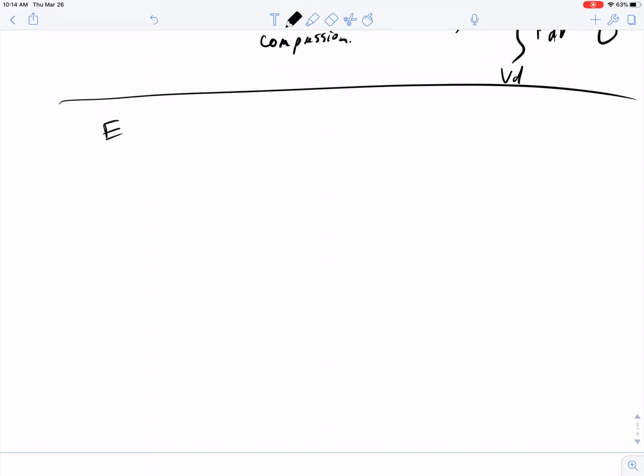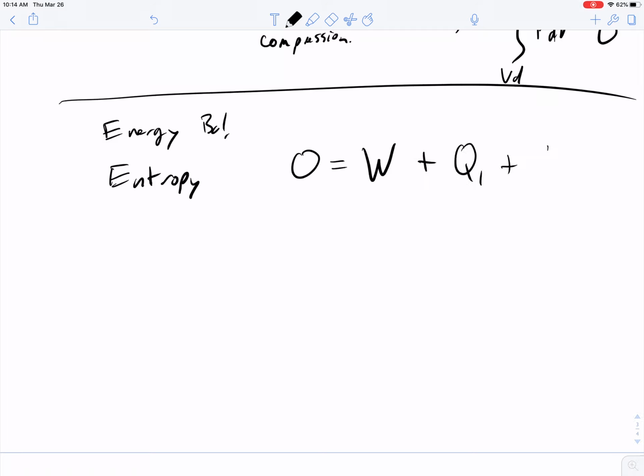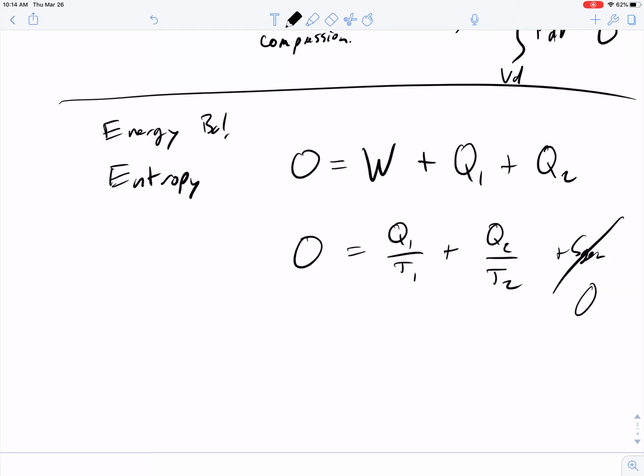Let's look at the energy and entropy balance for this process. Here we have 0, because it's a complete cycle of the integrated form, equals the work you get plus Q1 plus Q2. So as we define work in this system, this is work done on the system, so we would expect this to be hopefully a negative value for work getting out of the system. 0 equals Q1 over T1 plus Q2 over T2. S gen goes to 0 because of all of the steps being reversible.